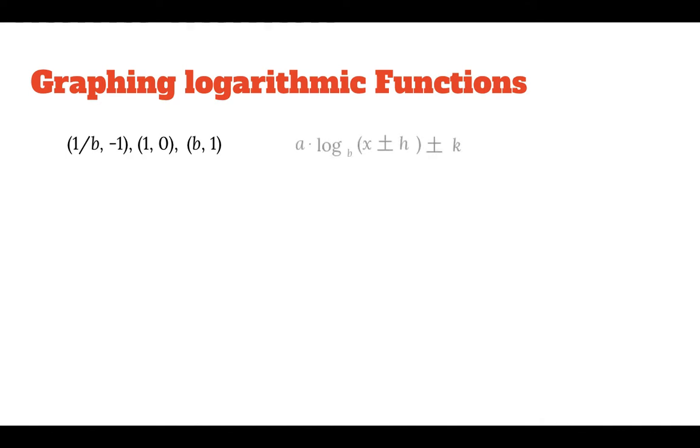Now, the general form of a logarithm function is a times log base b of x plus or minus h, plus or minus k. Now again, all those letters represent a lot of the same things that we've already talked about in transformations with horizontal movements, vertical movements, stretching and compressing and reflecting. All that stuff is going to stay the same.